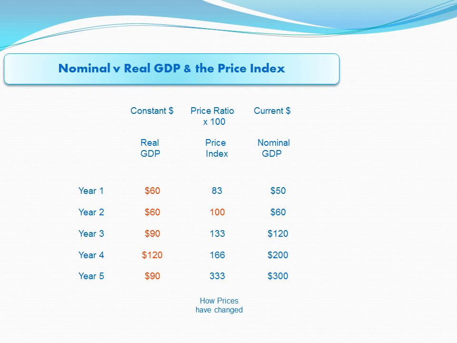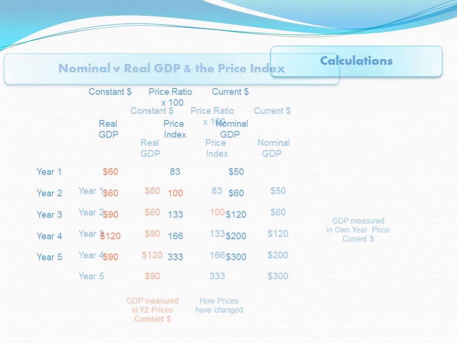The price index shows us how prices have changed. Real GDP measures GDP or the production in any year in year 2 prices, or constant dollars. That's the base year price of, in our last slide, of $6. And nominal GDP measures GDP in its own year price, or in current dollars.